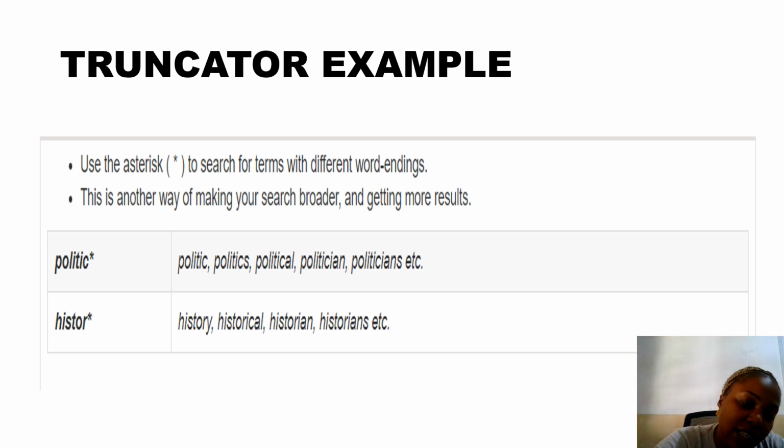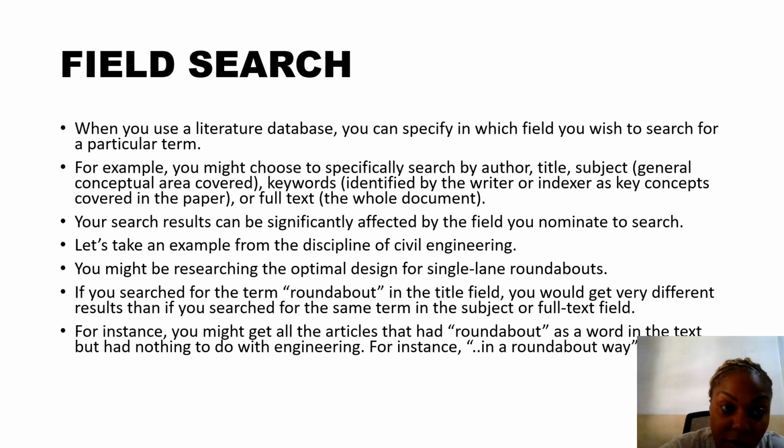If you are doing papers for history, you type histo the way it is there, histo, and then you put a star. That means all the papers for history, historical, historian, they will come out. Okay. If that doesn't fit you, we move to field search.